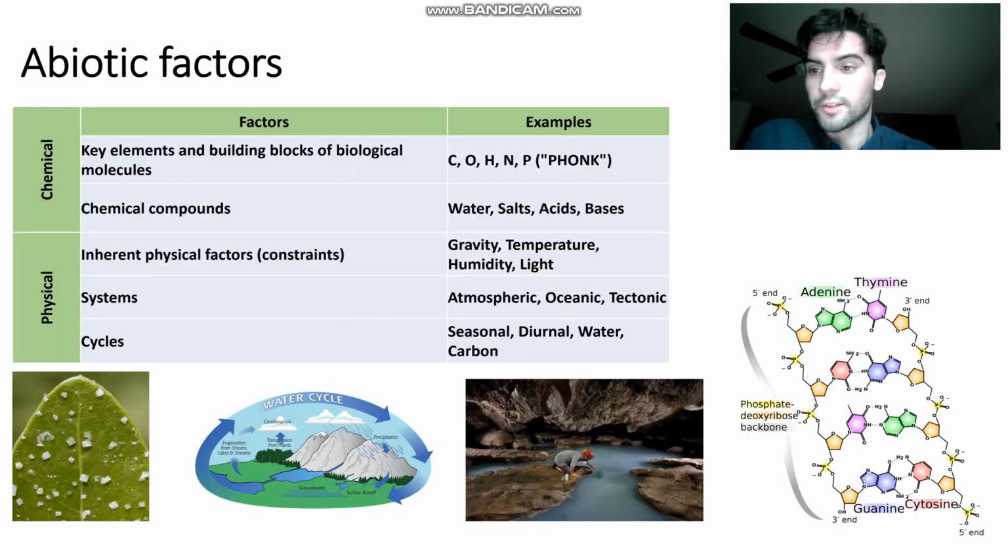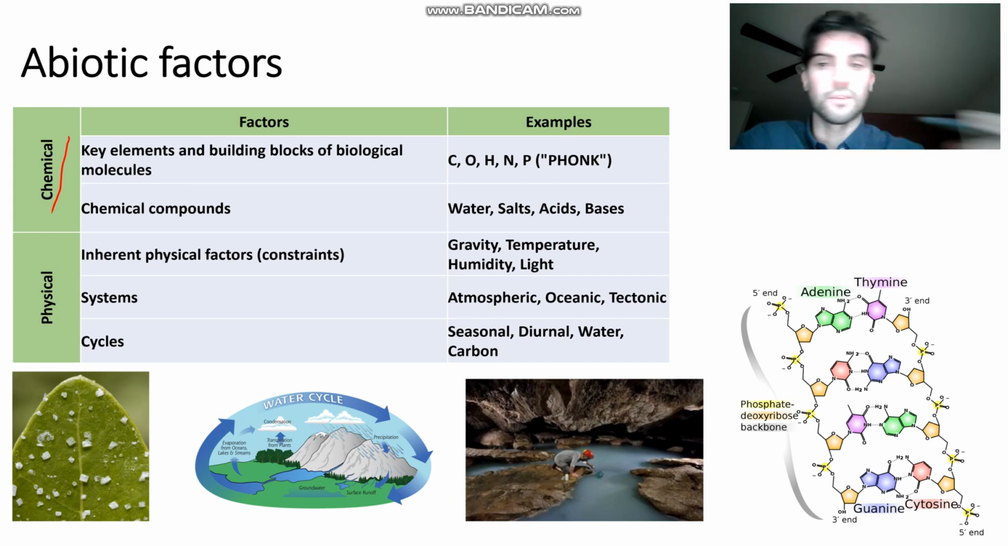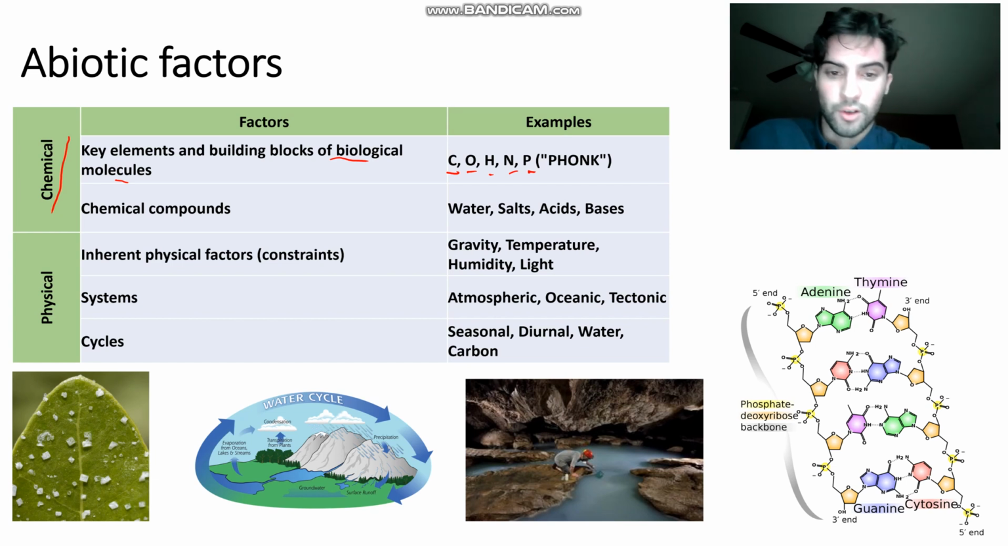So let's look at abiotic factors. Again, ecology is the interaction of organisms with the environment, be it the abiotic environment or the biotic environment. So we have chemical factors. There are several elements present on Earth that are essential for the building blocks of life: carbon, oxygen, hydrogen, nitrogen, and phosphorus. You can make a mnemonic like fonk, like a duck calling.